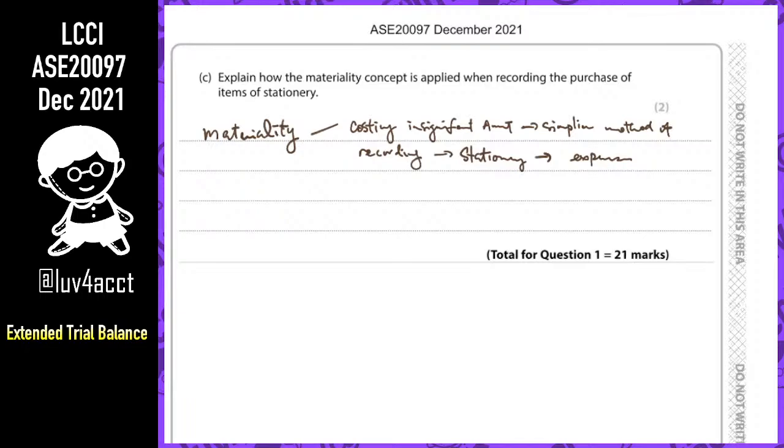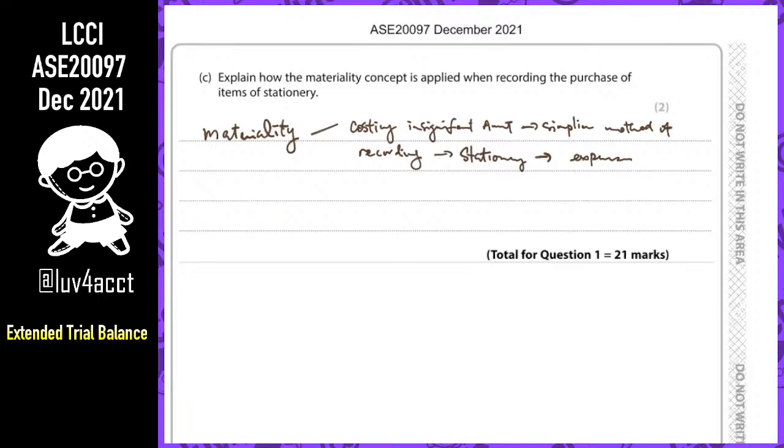asset account, because most of the stationery, we might use it for more than 1 year. Imagine you have a stapler, imagine you have a small calculator. You are not using it in just 1 year. You will use it for more than one, maybe 5 years. Because we are not talking about the staples in the stapler, we are talking about the stapler itself. It lasts for more than 1 year.